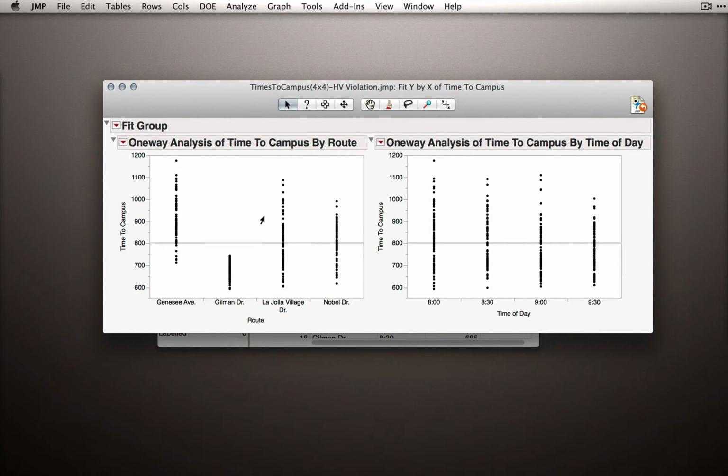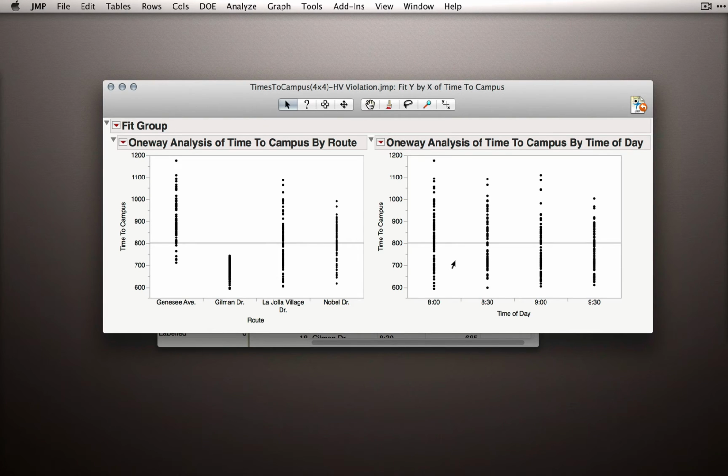Now, just looking at the dot plot, you can already see that we have some visual evidence that the variances are not the same in these different groups. That is, if we look at Genesee Drive or La Jolla Village Drive, they're substantially more spread out than Gilman Drive measurements. At time of day, it's a little less clear. It almost looks like 9:30 is a little bit less variable than the other ones, but of course, we'll have to follow this up with a proper hypothesis test.